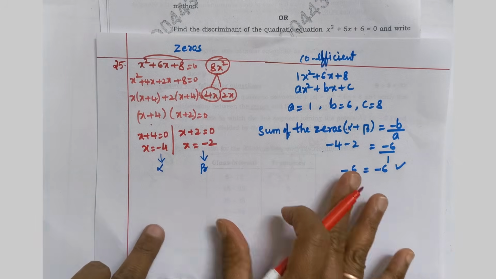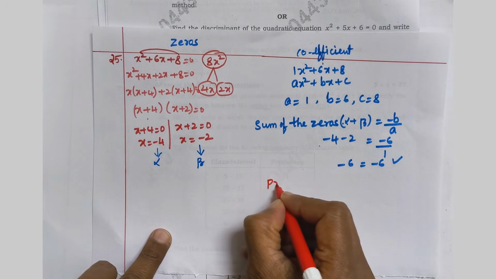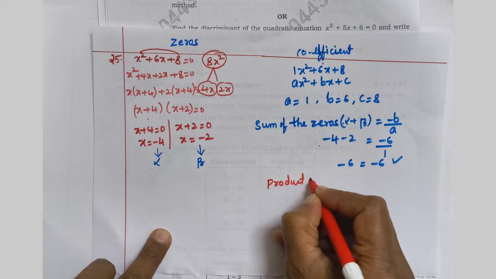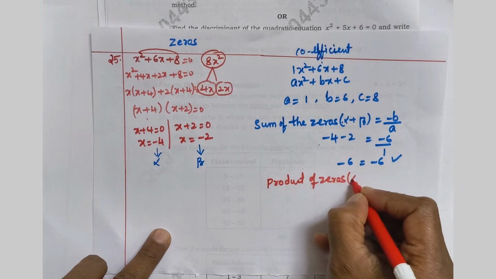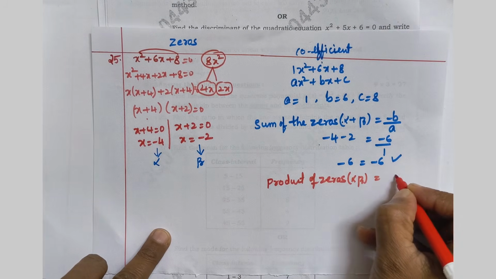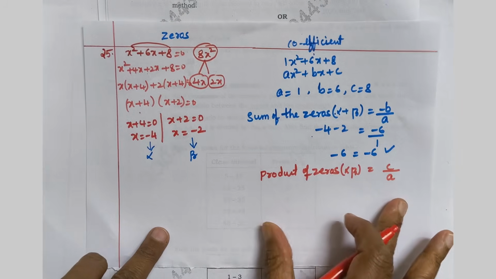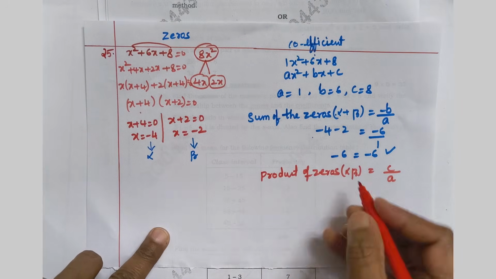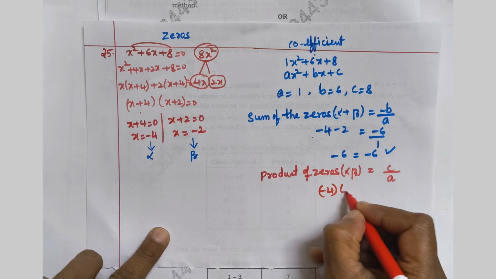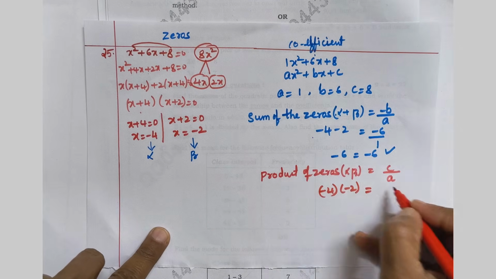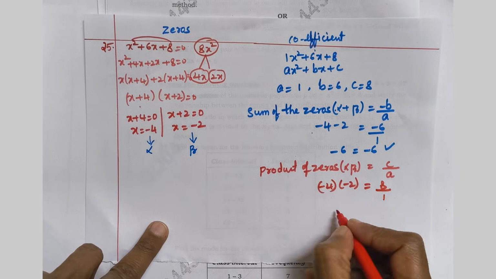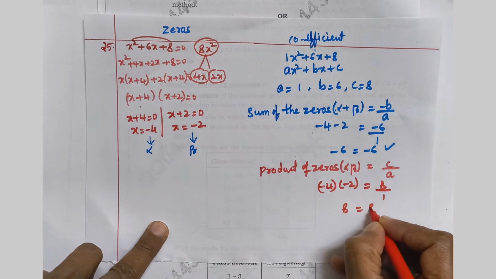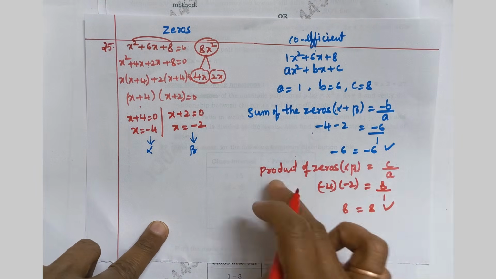Next we will do the product of zeros. Product of zeros means alpha into beta. What is the formula? c by a. Alpha into beta is minus 4 into minus 2, equal to c by a: c is 8, a is 1. Minus into minus is plus, 4 times 2 is 8. 8 equal to 8. Sum of the zeros verification and product of the zeros verification are finished.